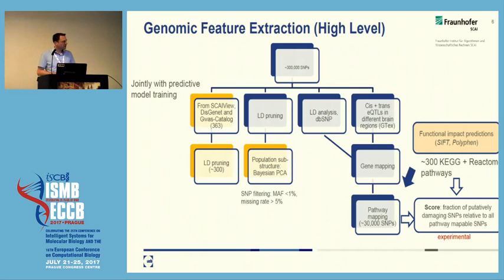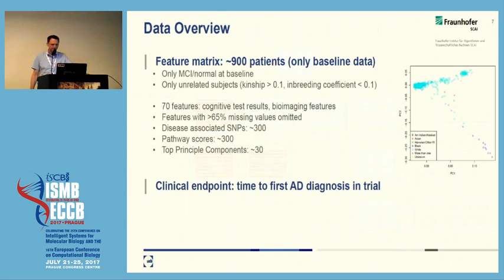And based on that, we could then map to pathways and look also at the functional impact, the predicted functional impact of SNPs, and then came up, more experimentally, also with a score of how a SNP would impact the whole pathway. So this again gives an overview about the data. We have here on one hand the clinical features, certain pathways, SNPs as such and certain principal components. So we reduce the dimensionality of the data significantly.